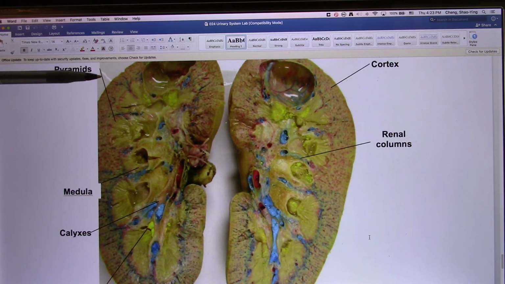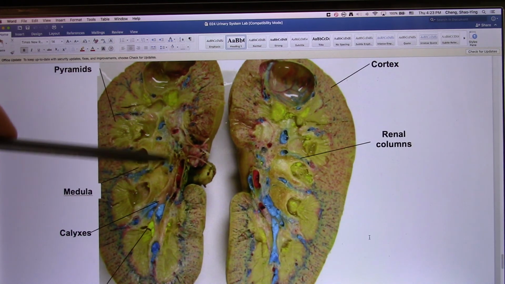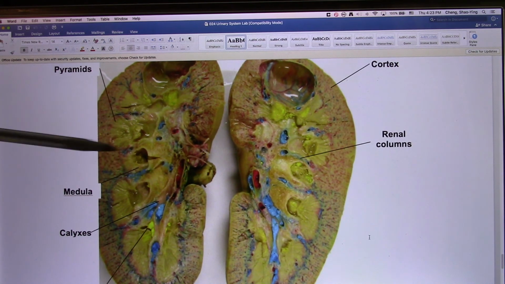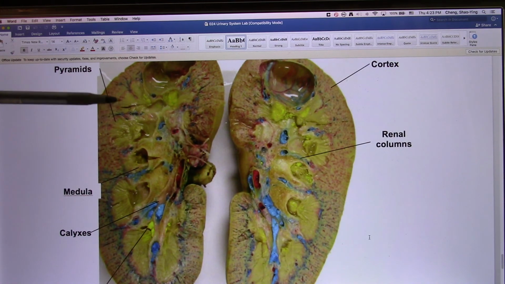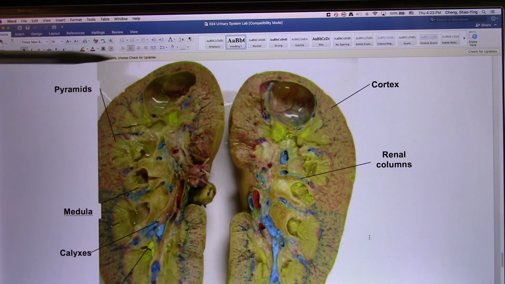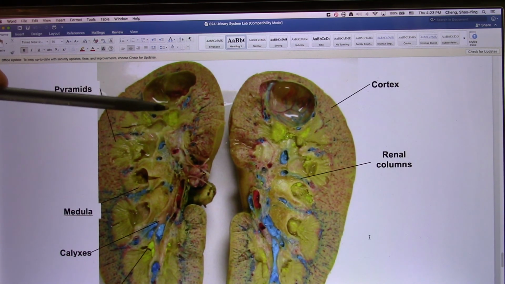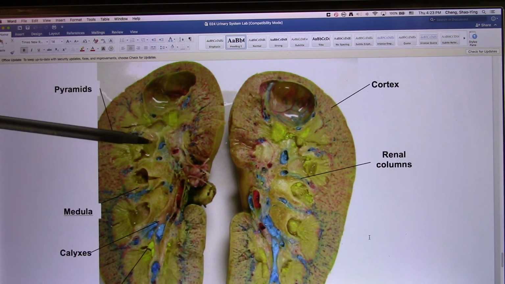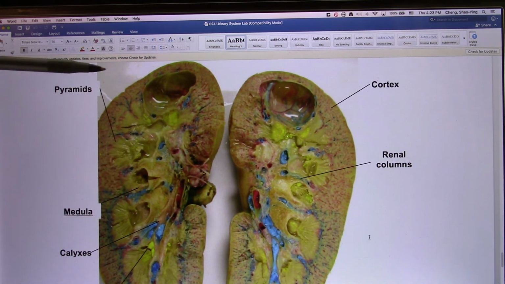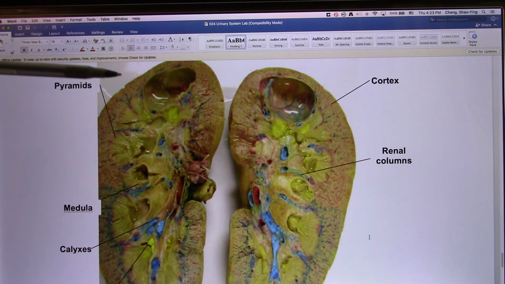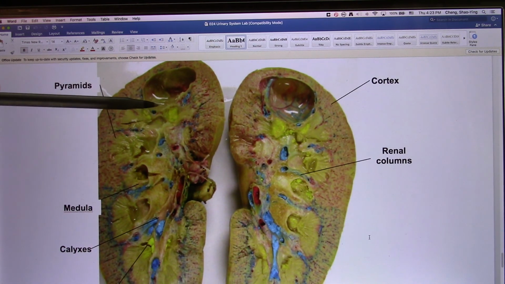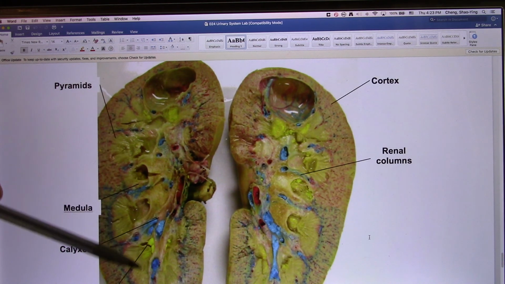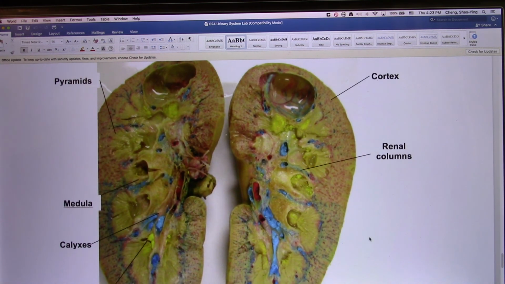So if you see anything blue, that indicates the vein. Anything red, that's the artery, and the yellow is the urine. So it indicates the kidney's function pretty well. It brings the blood through the renal artery to be filtered, and the clean blood will go back through the vein system, which is the blue color, and the waste particles will go through the calyx and become the urine, and that's indicated by the yellow. So that's the kidney dissection.